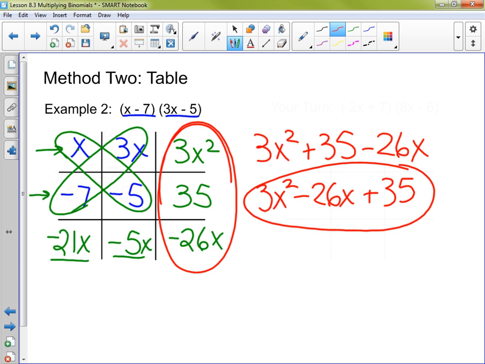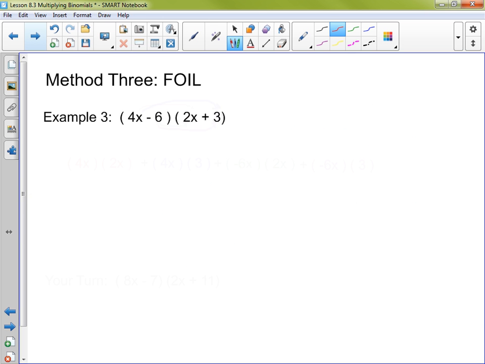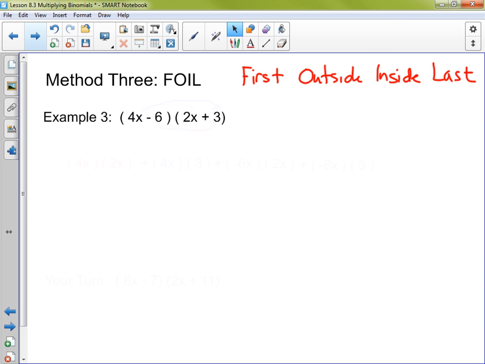Okay, third box should be the bottom left box. This method is called the FOIL method. And FOIL stands for first, and you should write this out, outside, inside, last. That's first, outside, inside, last, which is where the FOIL comes from.